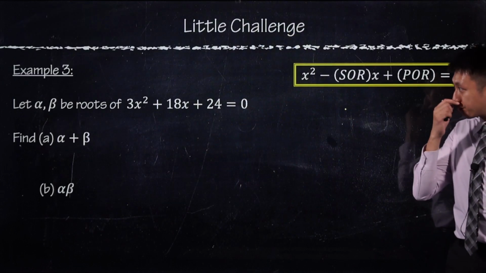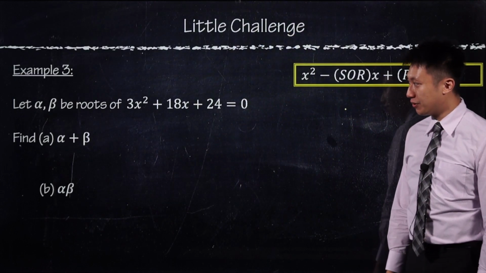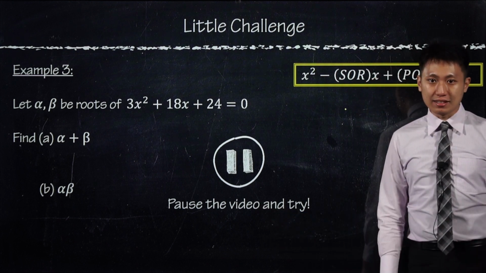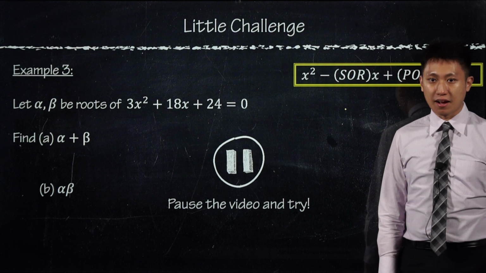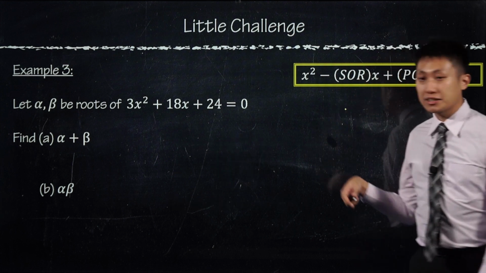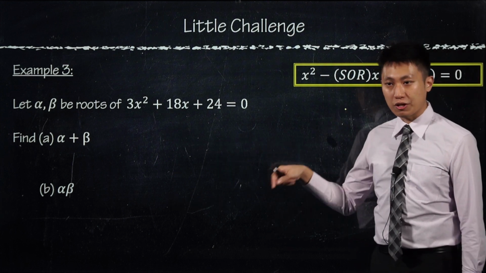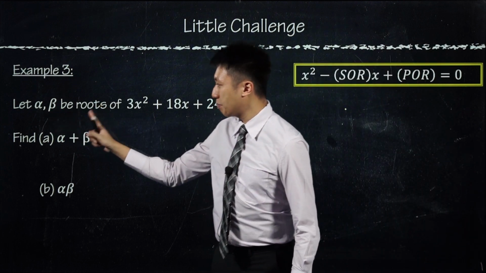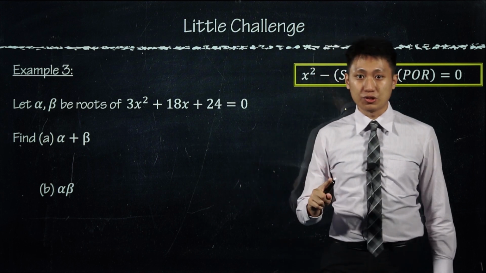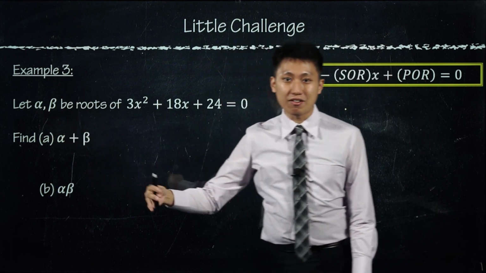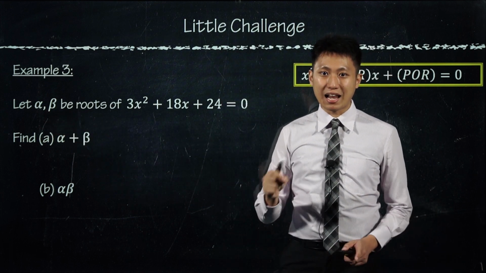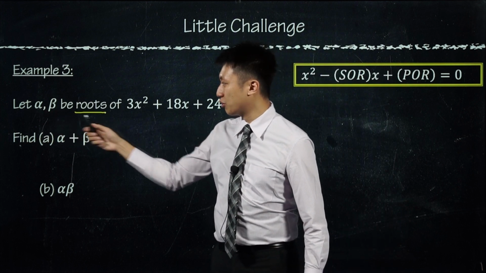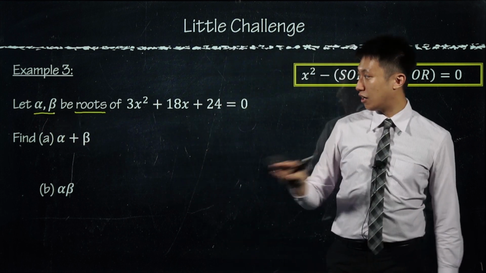We move on. Okay, little challenge for you. Pause the video before you look at the answers. Okay, for this question, we'll solve it in one shot, in one go. Let alpha and beta be roots. See, like I told you, they can't simply say what is alpha, what's beta without telling you what they are. They will tell you, alpha, beta be roots of this one.